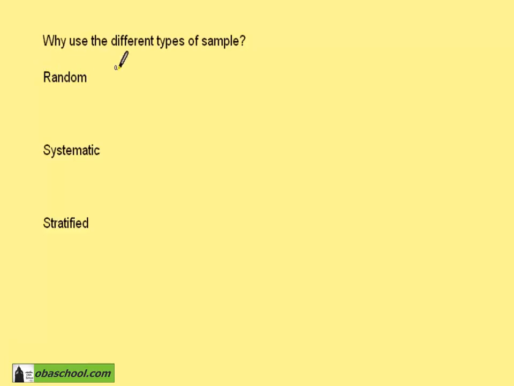Why use the different types of sample? What are the pros and cons of each type? Consider the random sample. Its main advantage is that it's simple to do. It does, however, have problems. It could, under some circumstances, produce a biased list.